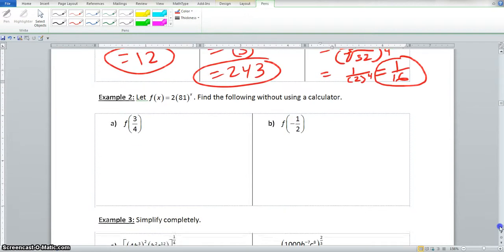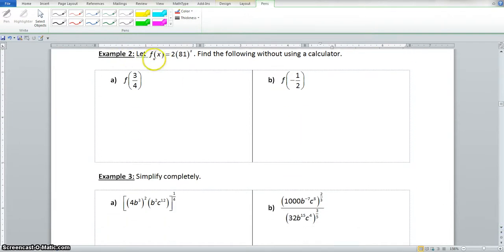Now we scroll down here to example 2. It says let f of x is equal to 2 times 81 to the x power. Now we know our x power would be what's inside of these parentheses. So it'll be 2 times 81 to the 3/4 power.